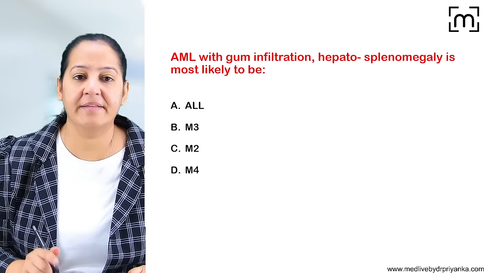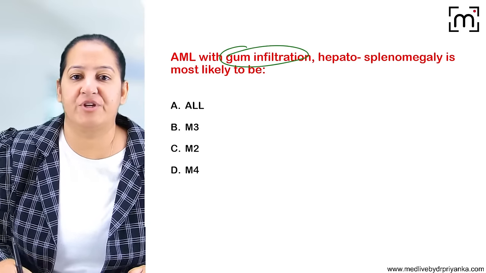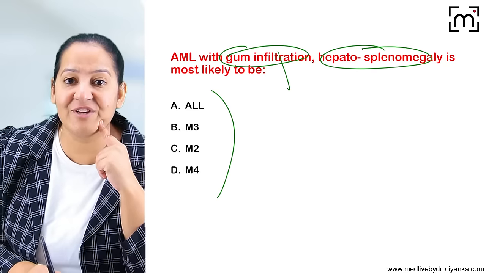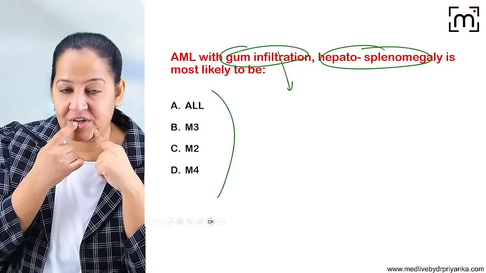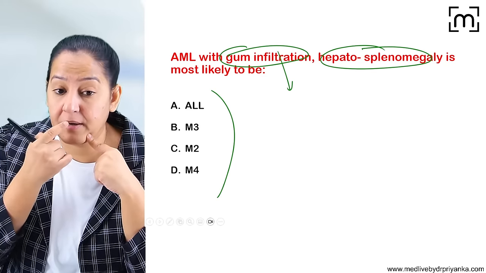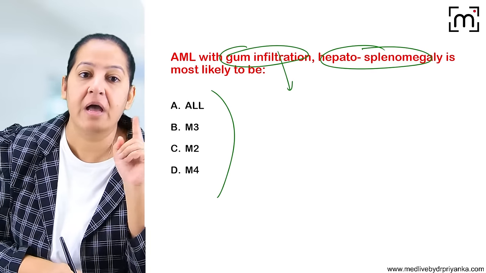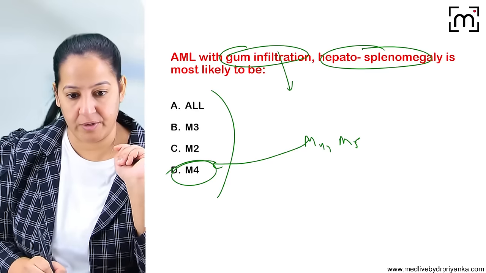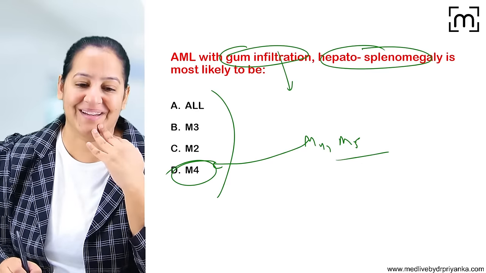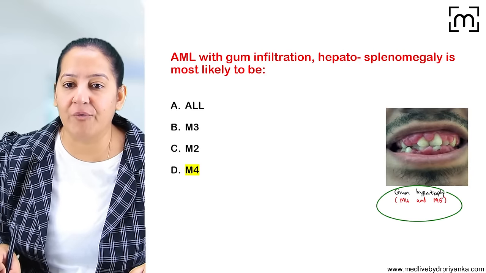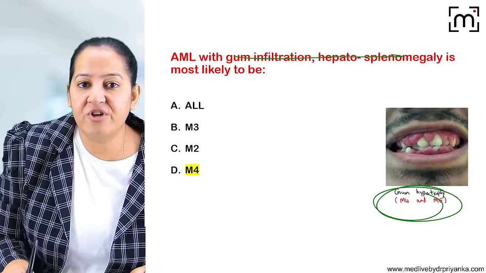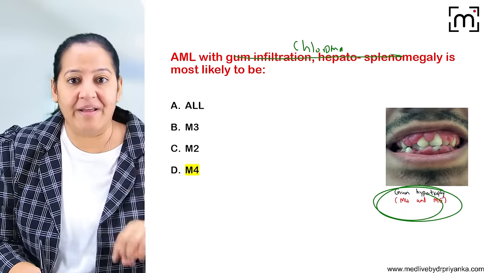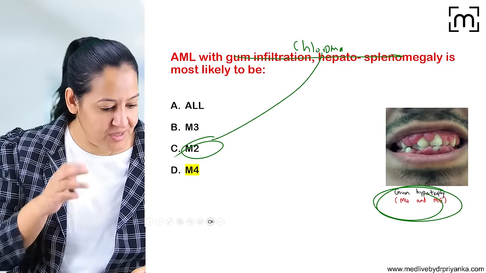Absolutely right. Okay, the next one: AML with gum infiltration, hepatosplenomegaly, most likely to be? Gum infiltration occurs in which one? I told you, chloromas occur in M2, but gum infiltration occurs in M4 and M5. Out of M4 and M5, only M4 is given in the options, so go with M4. If M5 is also given, that's also correct. If I change the words gum infiltration to chloroma, the orbit involvement, then the answer will become M2.